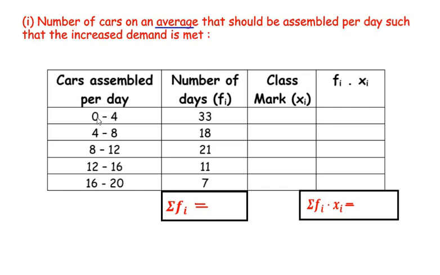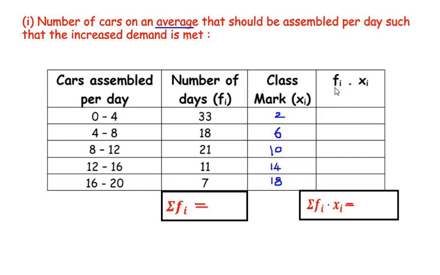So 4 plus 0 is 4 divided by 2, that is 4 over 2 gives us 2. Now 8 plus 4 is 12, 12 divided by 2 is 6. 12 plus 8 is 20, divided by 2 is 10. 16 plus 12 is 28, divided by 2 is 14. And then 20 plus 16 is 36, divided by 2 is 18. So this is how we get the class mark.